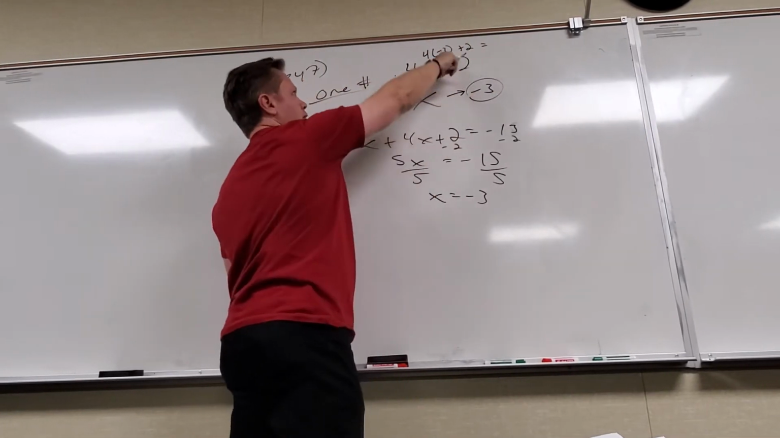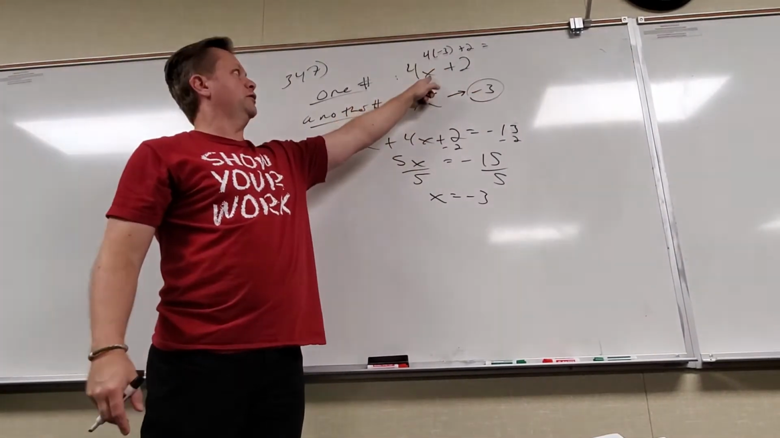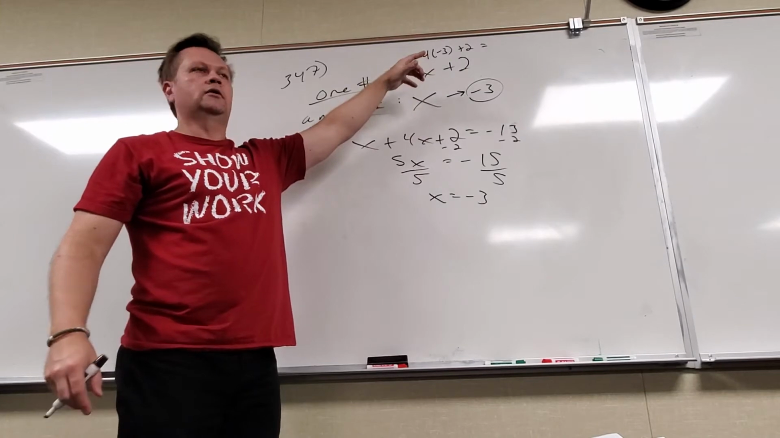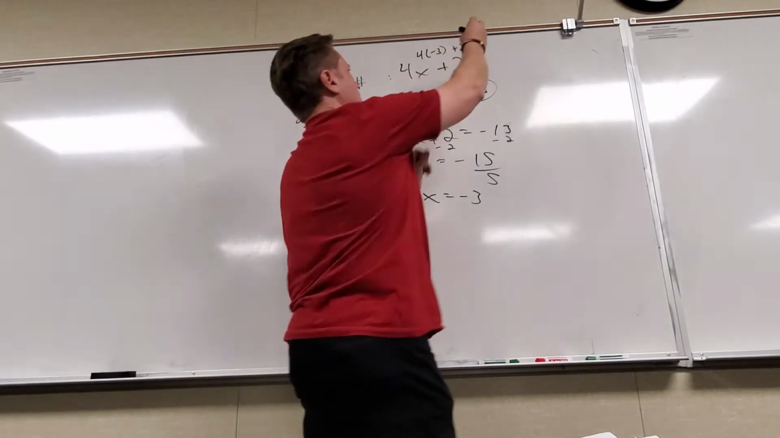4 times negative 3 plus 2. Is everybody cool with that? Because I know x is negative 3. Therefore, I know the other one because these are related. 4 times negative 3, negative 12, plus 2.